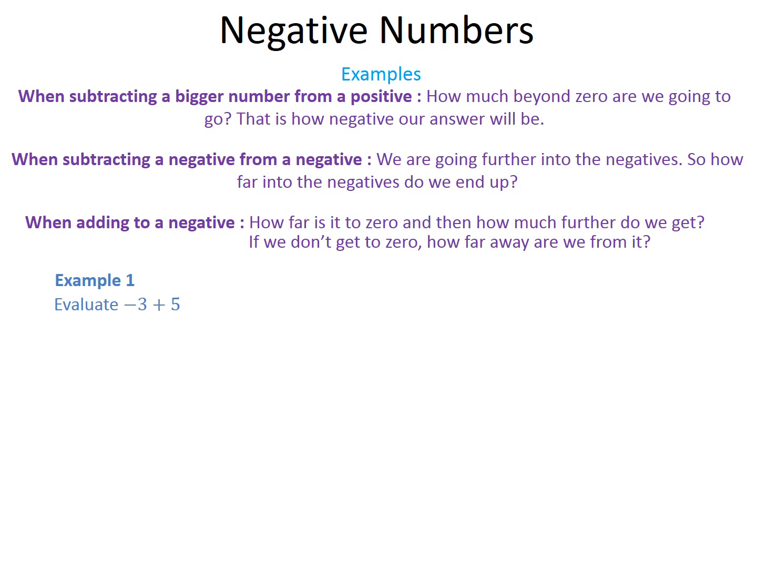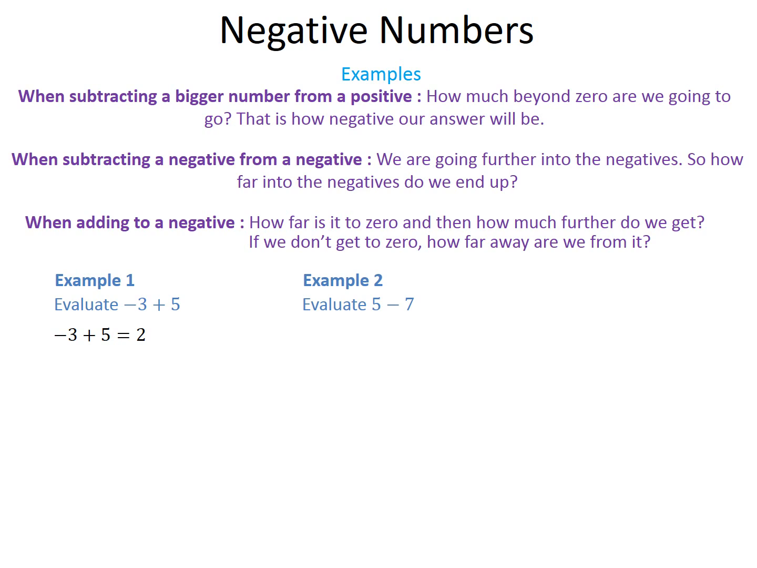So our first example, we're going to evaluate -3 plus 5. This is one of those where I'm adding to a negative. I'm currently 3 below 0, so it's going to take 3 to get up to 0. Then how many more have I got left to go? Well, I've got 2. So -3 plus 5 is equal to 2. Notice I can just write down the question equals the answer. There's no other working there.